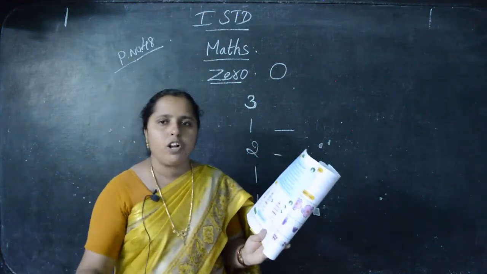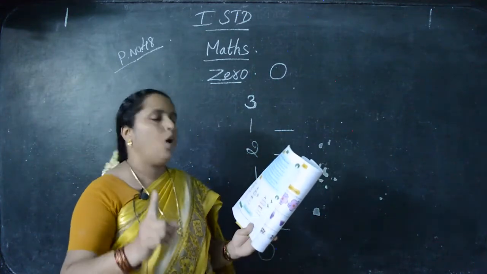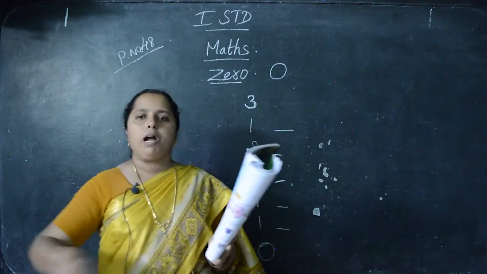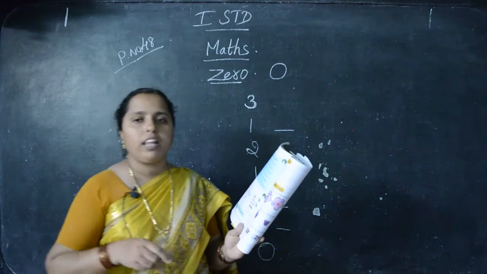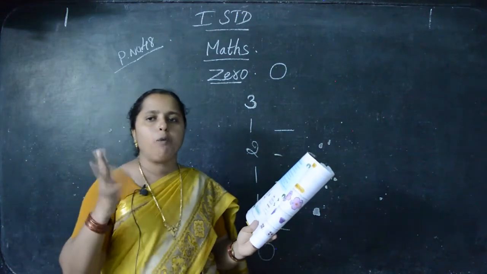Look at the floor now. 1 is left. How many left? 1 is left. 1 bit of paper lying on the floor. Pick it up and put it in the bin. Look at the floor now. There is no paper left.